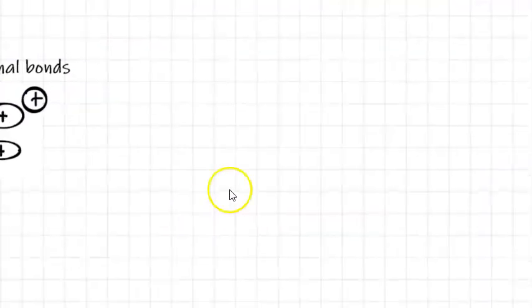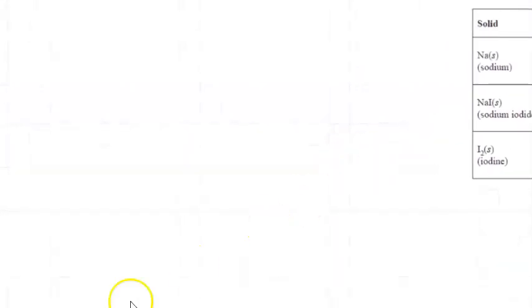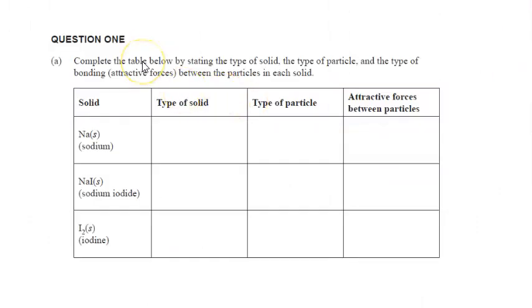So one really common exam question that comes up is this question here. We've got: complete the table below by stating the type of solid, the type of particle, and the type of bonding attractive forces between particles in each solid. So we get given normally 3 different solids, and we have to work out which one is the metal. So it's actually relatively easy. We just look at our periodic table and if you've got an element that's just by itself and it's a metal, then that is going to be the metal that we're talking about.